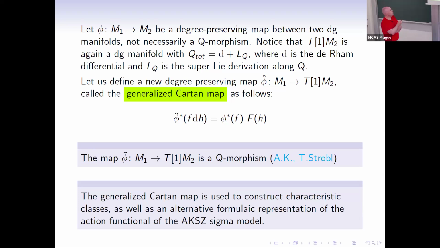And we call it a generalized Cartan map, and this mapping is involved in the construction of characteristic classes. And why is it a generalized Cartan? Because it's precisely used in the Cartan-Weil construction.